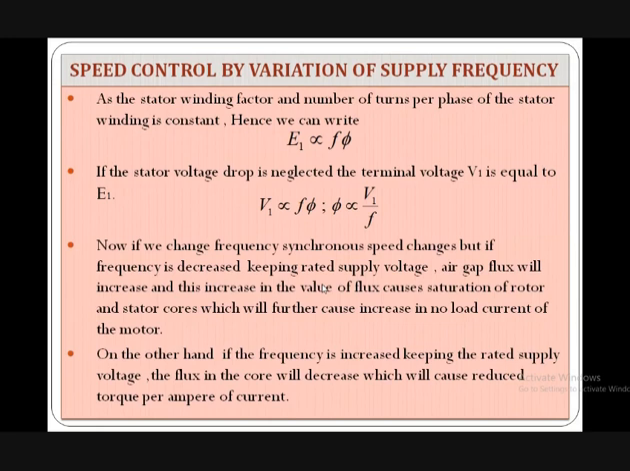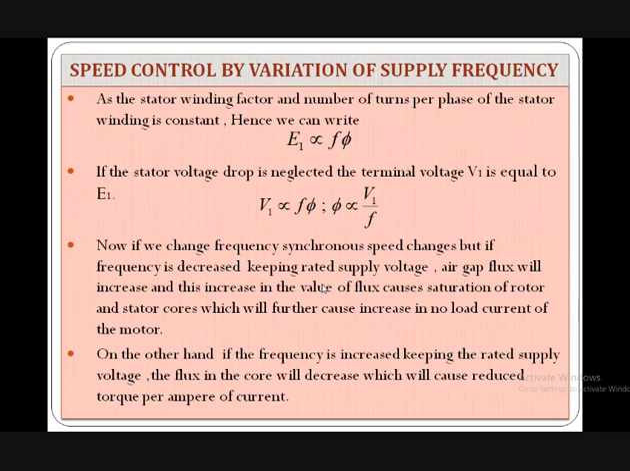If the stator voltage drop is further neglected, then the terminal voltage or stator supply voltage V1 equals E1. So we can write V1 is directly proportional to F into phi. In terms of flux, we can write flux phi is directly proportional to V1 by F. From this equation, we can see that the flux is inversely proportional to frequency if the supply voltage is constant. So if frequency is changed, the synchronous speed changes. But if frequency is decreased, keeping rated supply voltage, the air gap flux will increase, which will cause magnetic saturation of the stator and rotor cores.